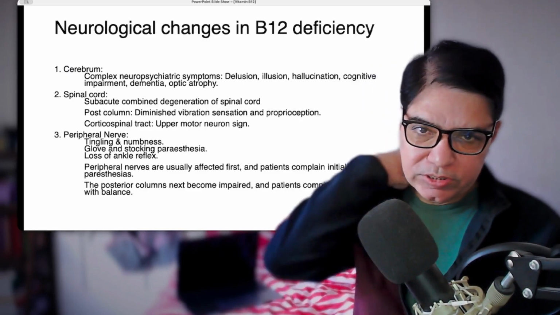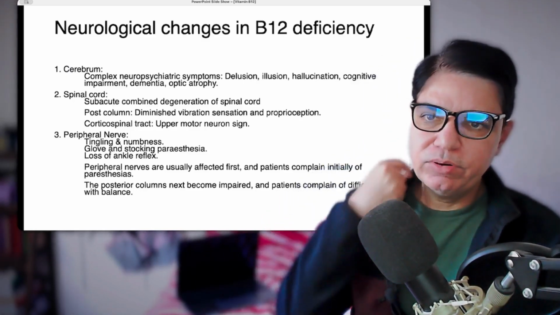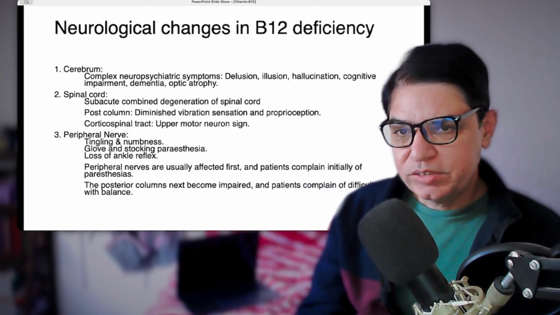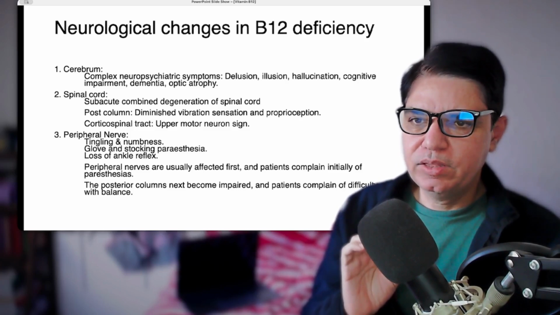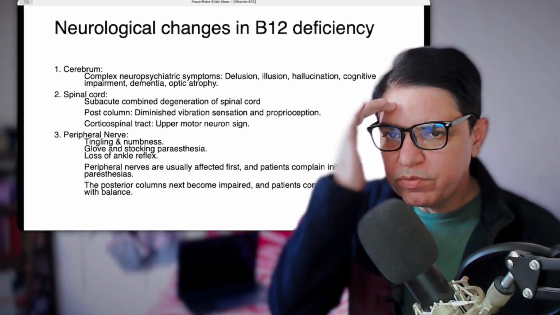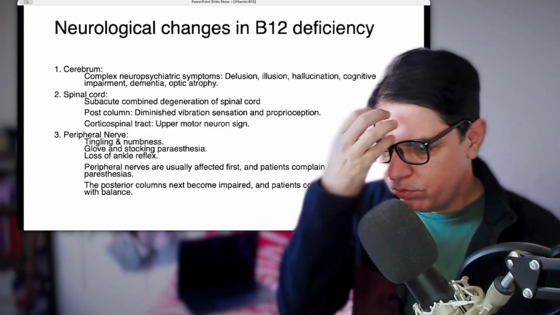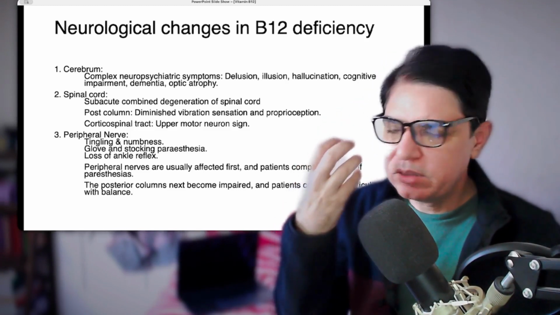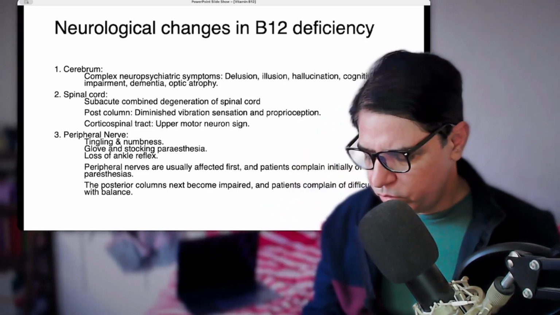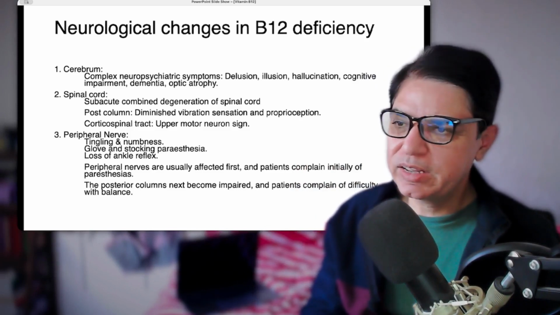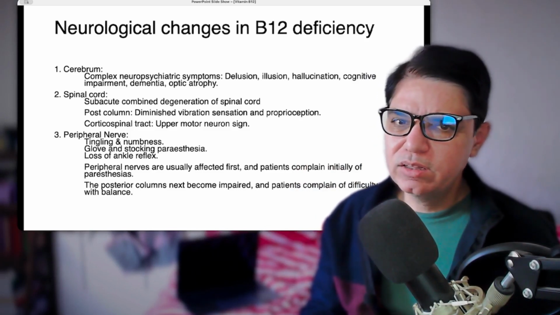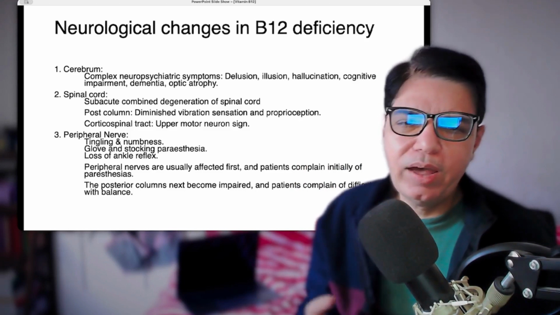Some of the neurological changes that occur in vitamin B12 deficiency, because again, we are talking about neurological and psychiatric symptoms. The prefrontal cortex is involved here, where most of the complex psychiatric symptoms evolve from. So they can have delusions, where they've got false beliefs in something. They can have illusions. Illusion is basic, anybody can have illusion.